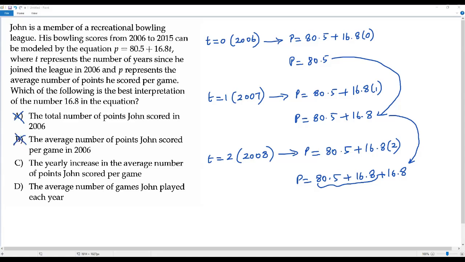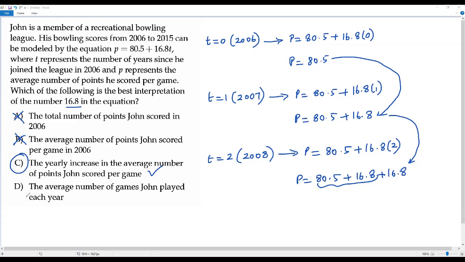Now let's go to answer choice C, the yearly increase in the average number of points John scored per game. This is exactly what we have discussed. When I look at the pattern, every year the average points scored by John per game increases by 16.8. That's exactly what answer choice C says. The 16.8 represents the yearly increase in the average number of points. So the correct answer choice for this question is C.